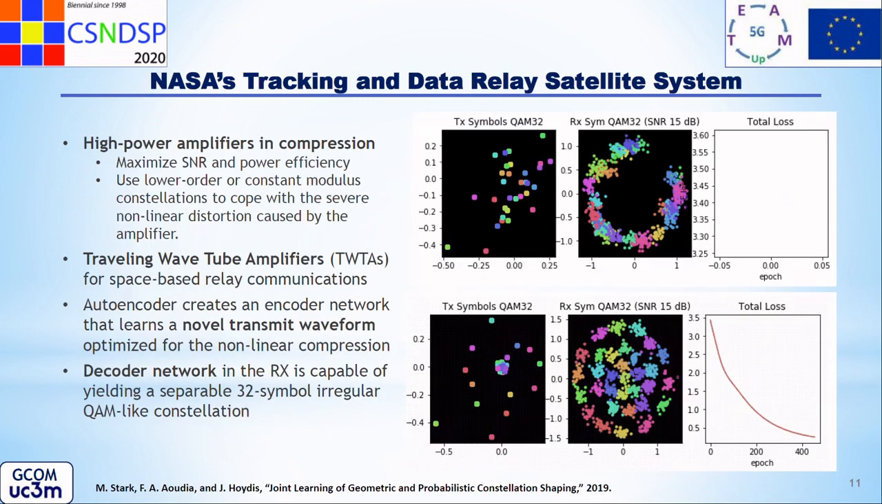This is another example, which is the constellation design of NASA's tracking and data relay satellite system. In this system, the power amplifiers work in compression to maximize SNR and power efficiency. They use lower order or constant modulus constellations to cope with the severe nonlinear distortion caused by the amplifier. The autoencoder in this case can create an encoder network that learns a novel transmit waveform optimized for the nonlinear compression. The decoder network can yield a separable 32 symbol irregular QAM-like constellation.